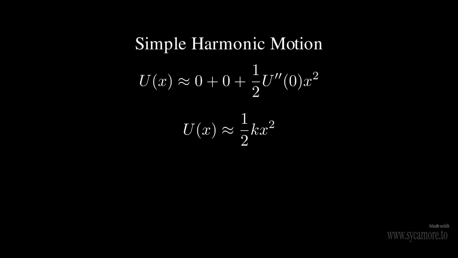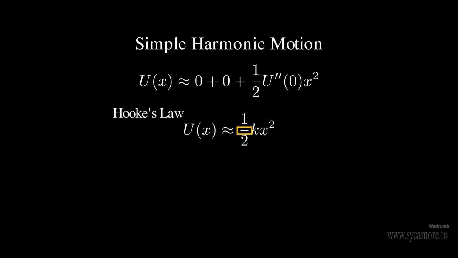In introductory physics, the potential energy of a spring is defined as 1/2 kx squared, where k is the spring constant. By comparing our Taylor expansion to this formula, we see that the second derivative of the potential energy acts exactly like the stiffness of a spring.